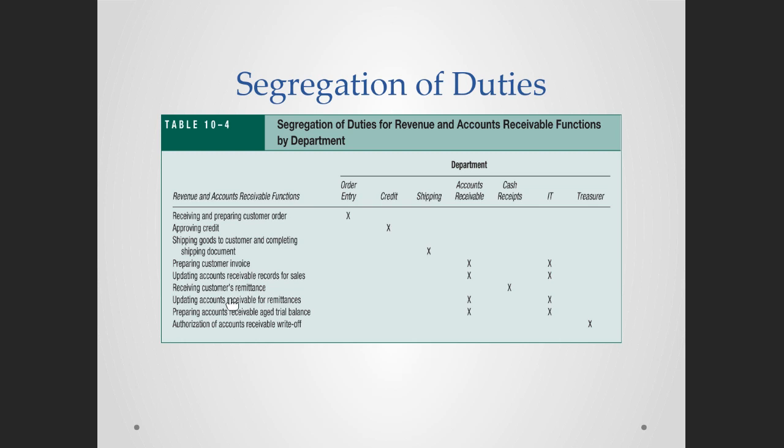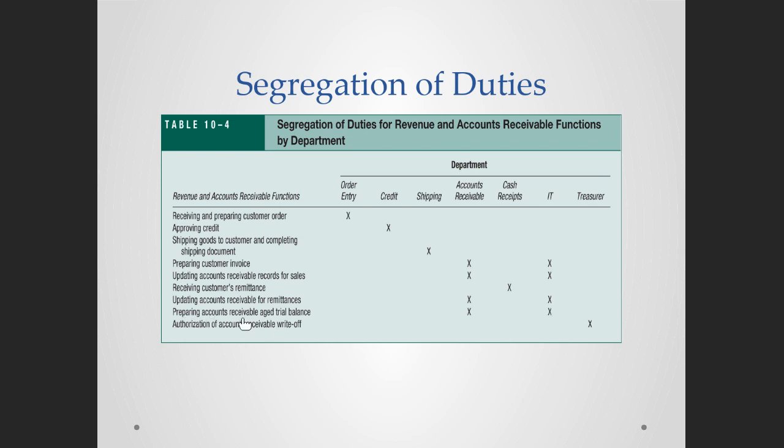Now we have the cash receipt. It's received by the cash receipts department. Then we have updating accounts receivable for remittance. Once the money is received by the cash receipts department, the accounts receivable department debits the cash and credits the accounts receivable. So two different departments are involved, so the cash receipt is handled by multiple people. Not one person can hide the money and skip the entry. And of course, IT is involved.